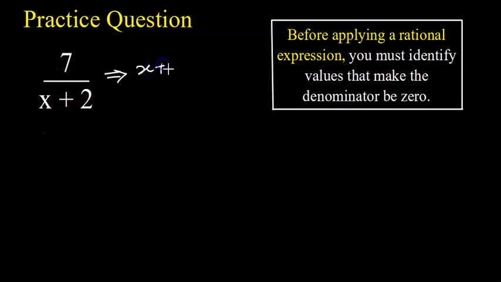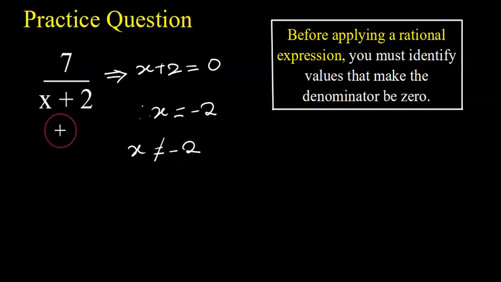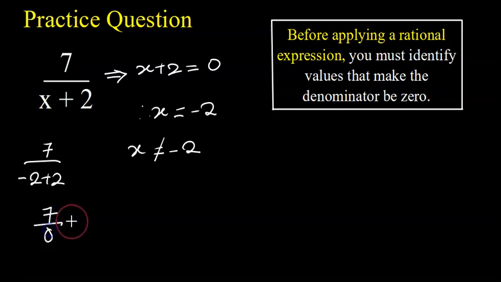So one of the ways we need to do this is to equate x plus 2 to 0. If we do that, we do the additive inverse, so at the end of the day x is going to be equal to minus 2. It means that x must not be equal to minus 2, because if that happens, this is going to become 7 over minus 2 plus 2, and this gives us 7 divided by 0, which is undefined. If you press this into your calculator, it gives you undefined, or what we call math error.